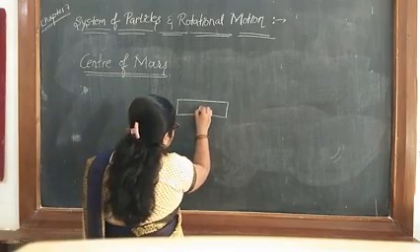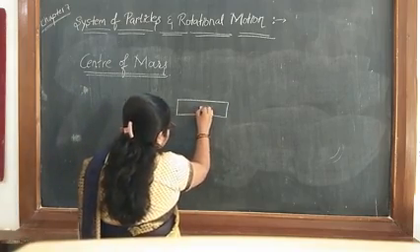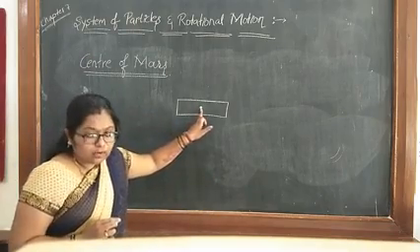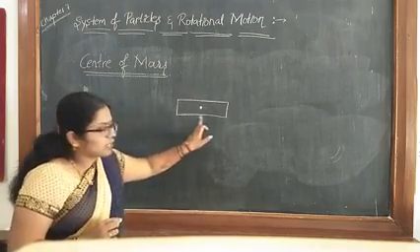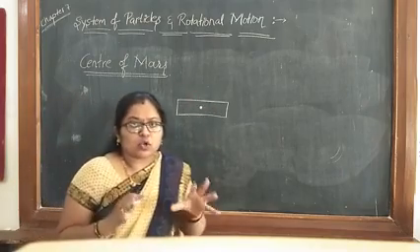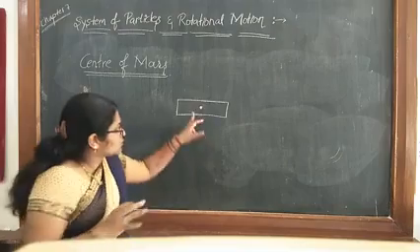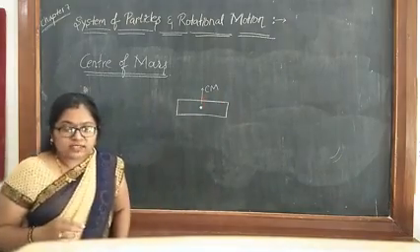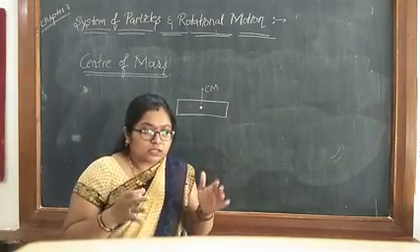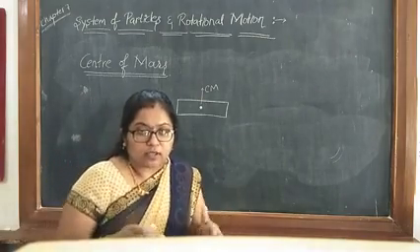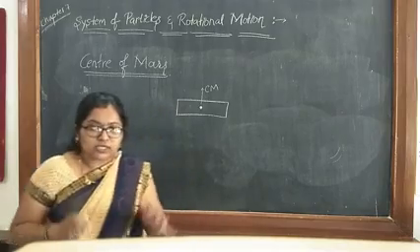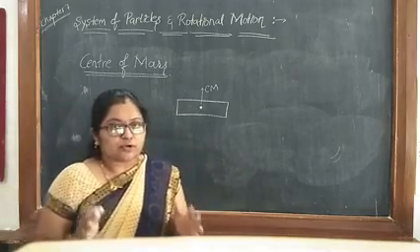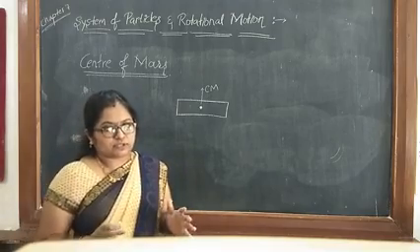So at the center we have a point like this. This is the point where the whole mass of the body is assumed to be concentrated. Hence it is called the center of mass. What is center of mass? The point in the object where the whole mass of the body is assumed to be concentrated is called the center of mass. This is the meaning of center of mass.